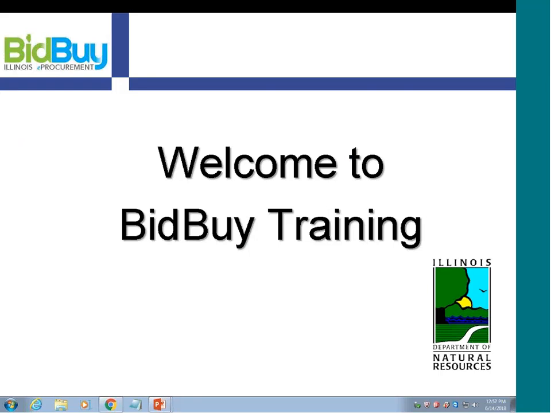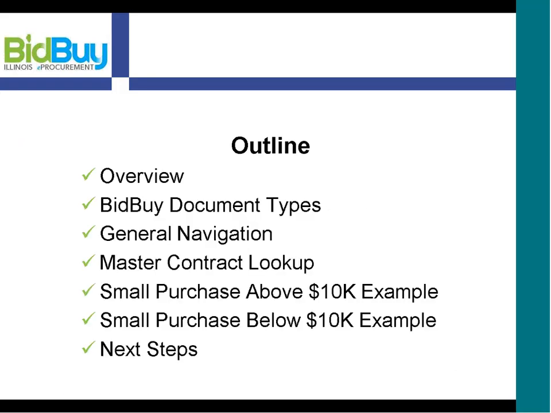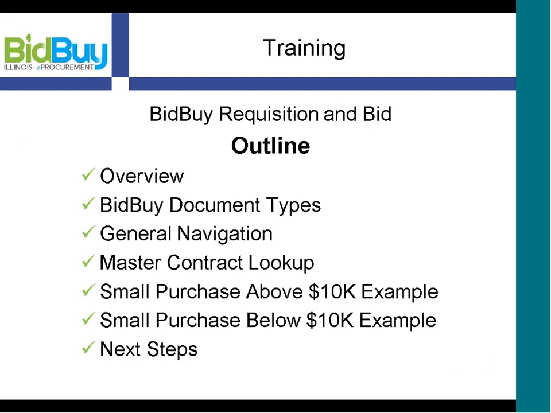We'd like to share with you our outline for the presentation today. We're going to provide an overview of the system and discuss BidBuy document types, then discuss general navigation of the system. We're going to look up a master contract through BidBuy, then show you how to process two different procurements, one above $10,000 and one below $10,000, and then we'll discuss the next steps, what you do after watching this video.